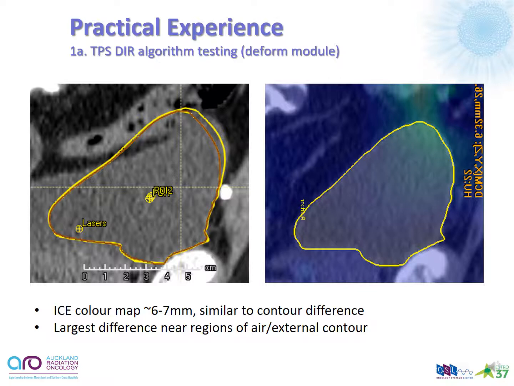If we were to compare the results of both the in-house and the ImSimQA process, they are actually very similar. So the color map on the right hand side at the anterior superior portion of the bladder is showing a difference of between 6 to 7 millimeters, which is consistent with the measurement on the left within RayStation. And in terms of the RayStation algorithm for inverse consistency, we found the largest difference is near regions of air and/or external contour. What's enabled us to identify this is this additional spatial information in ImSimQA.